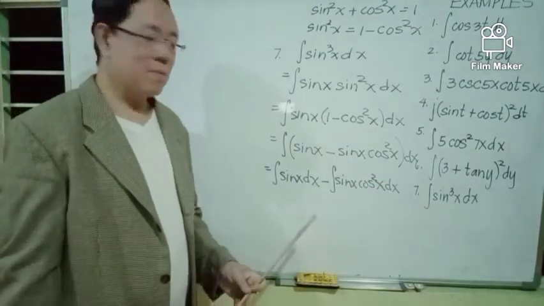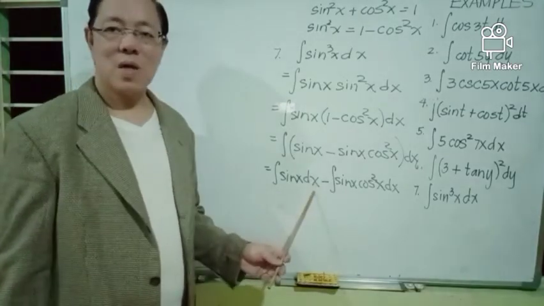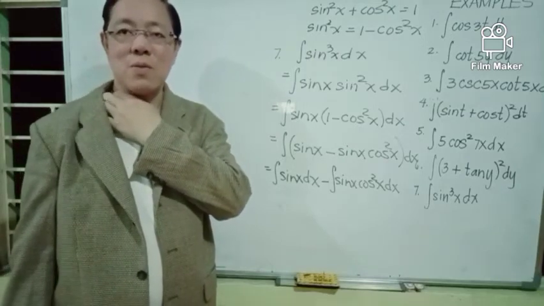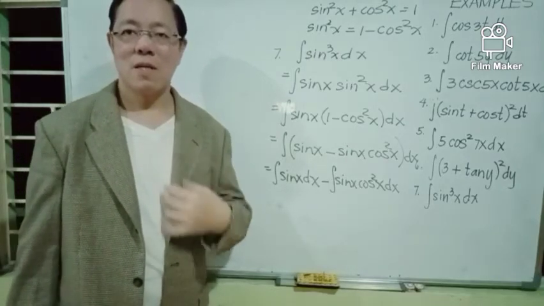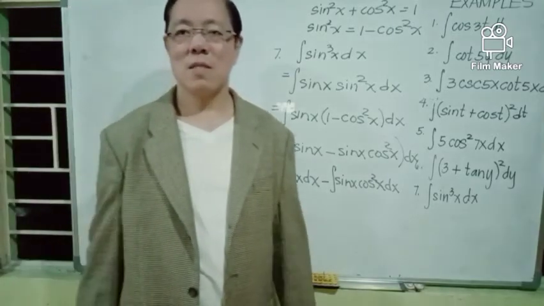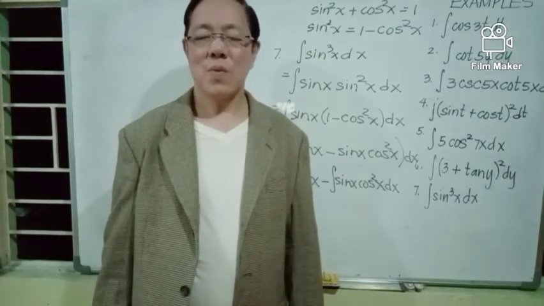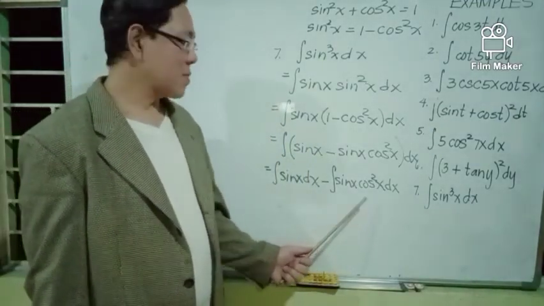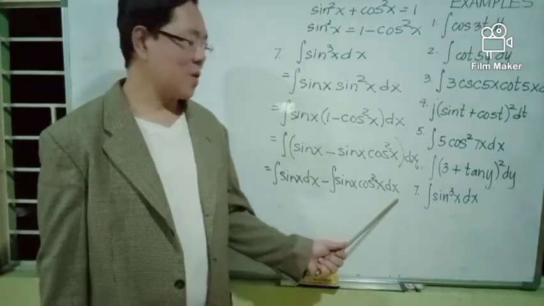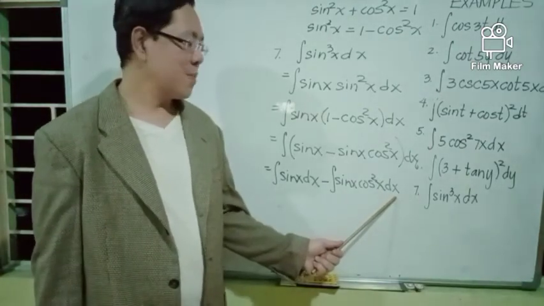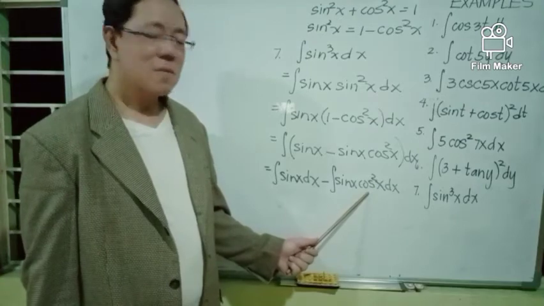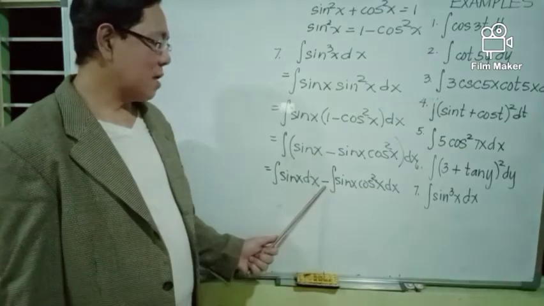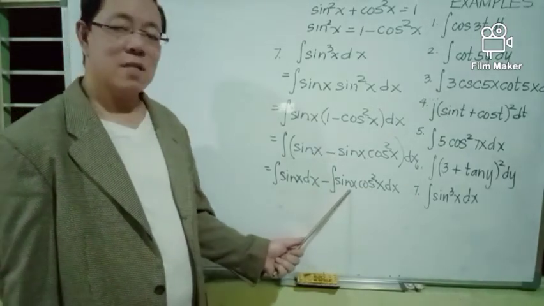Now the first term, the integral of sine x with respect to x, is readily integrable. The integration rule for the integral of sine x says that the integral of sine is negative cosine. But the second term, the integral of sine x cosine squared x with respect to x, is not readily integrable. However, the derivative of cosine x is negative sine x, and we have sine x in the second term.